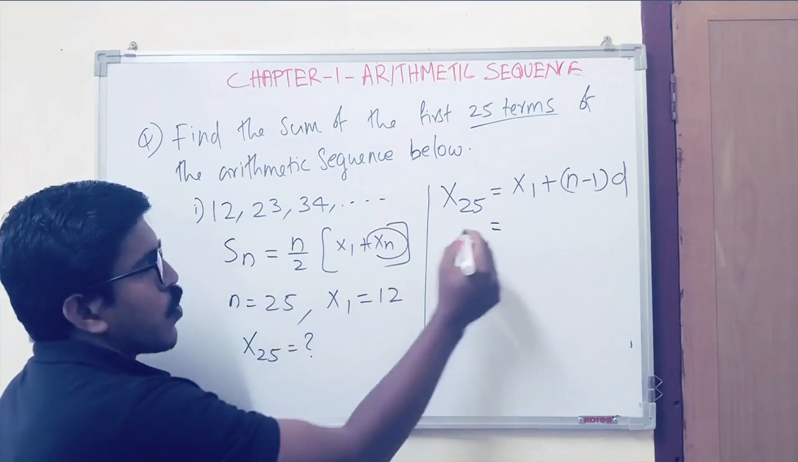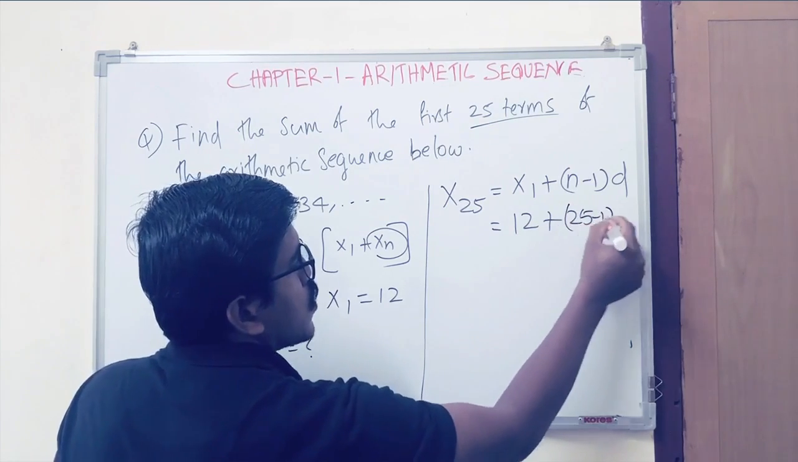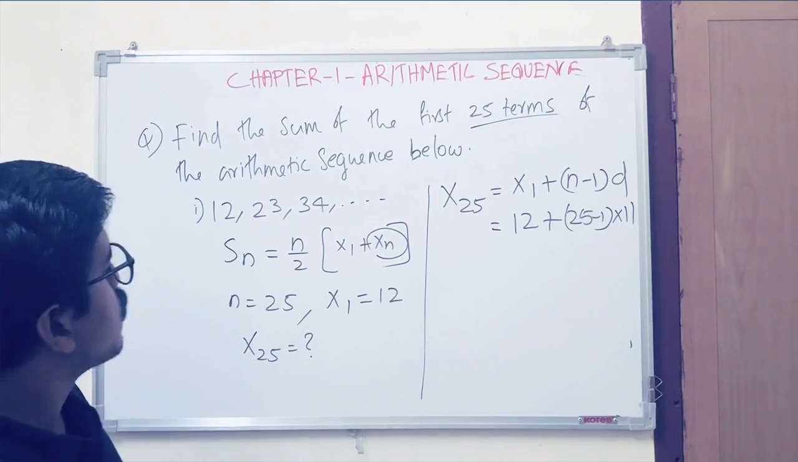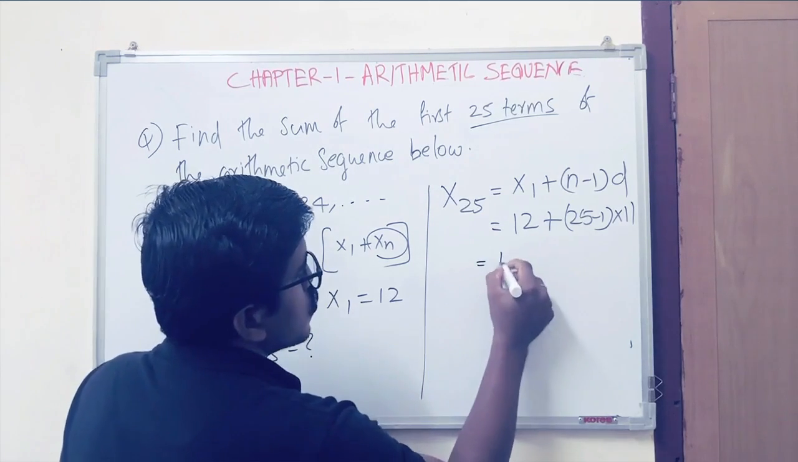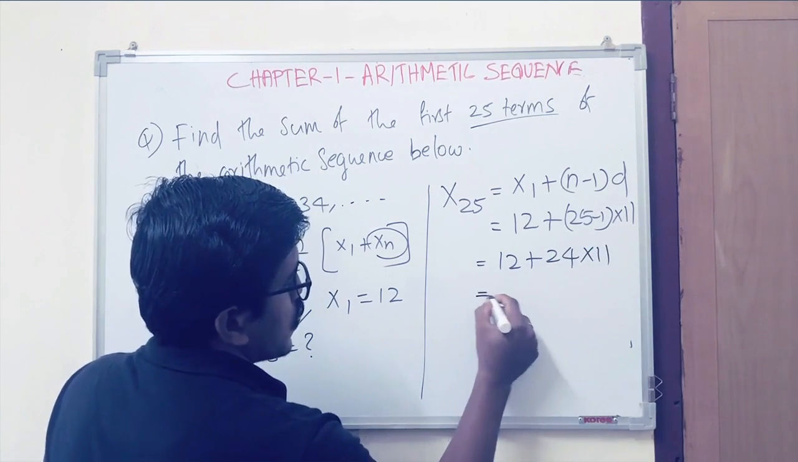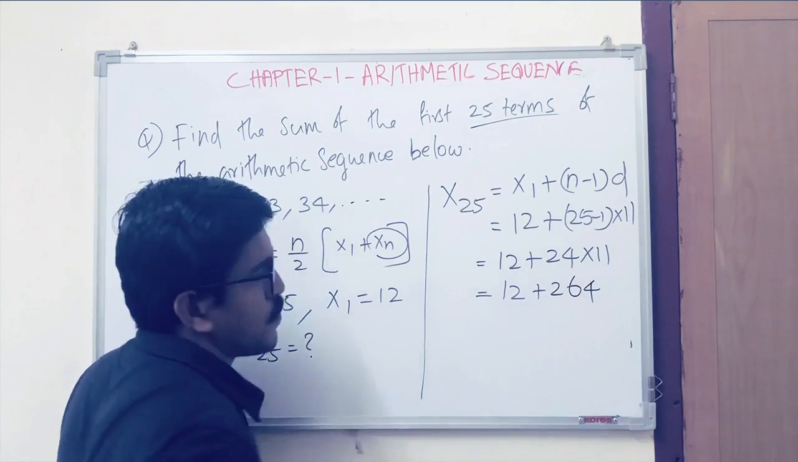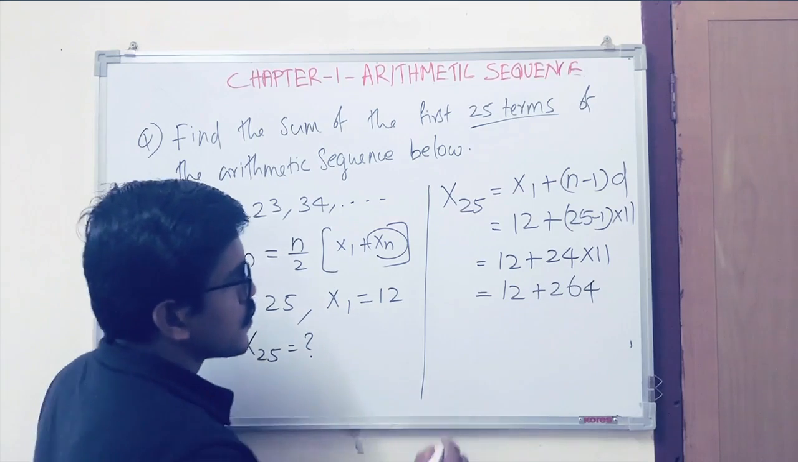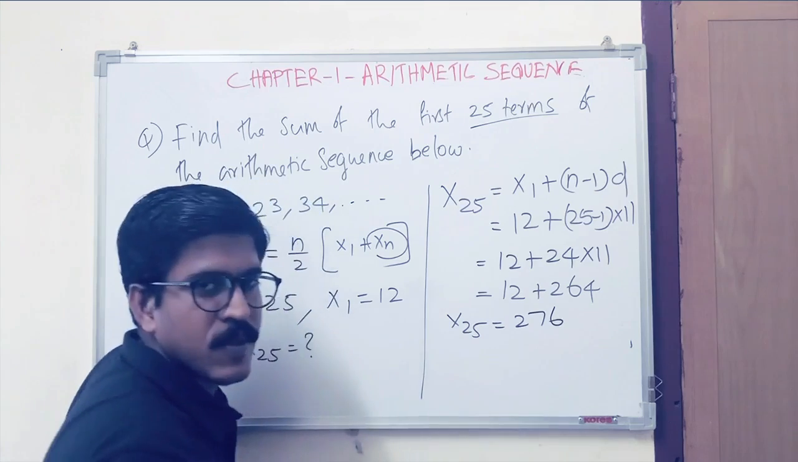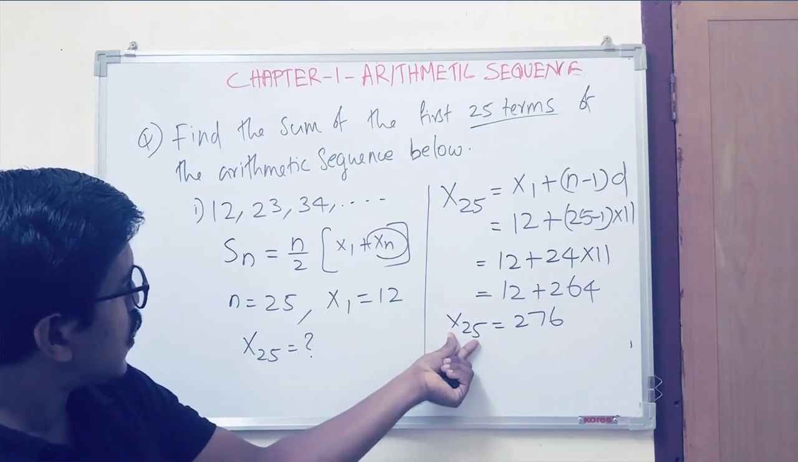x1 here is 12, plus 25 minus 1 into d, that is 11. You can find it from this arithmetic sequence: 12 plus 24 into 11, that is 12 plus 264. So x25 is equal to 276. Now we got x25, the last term.